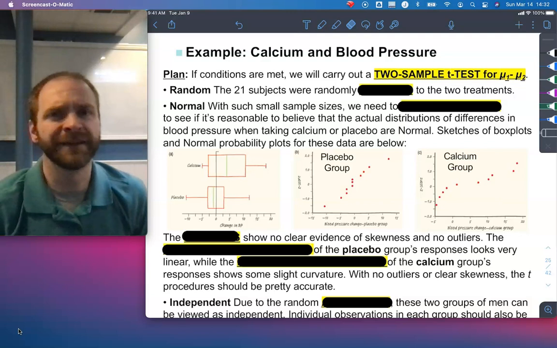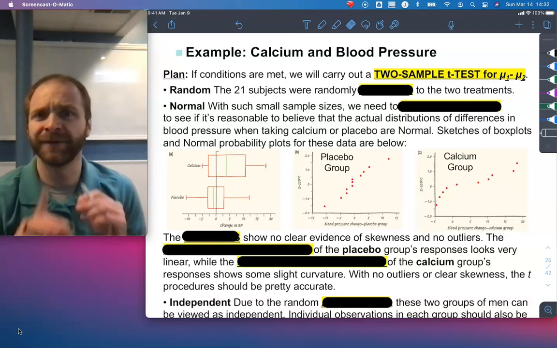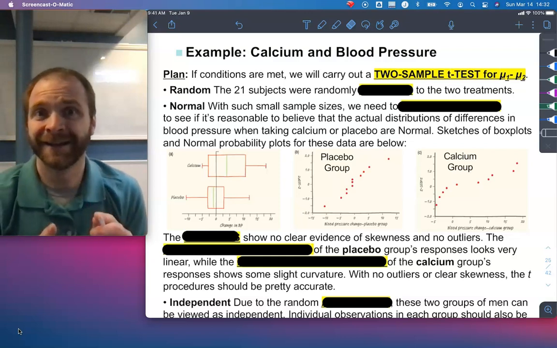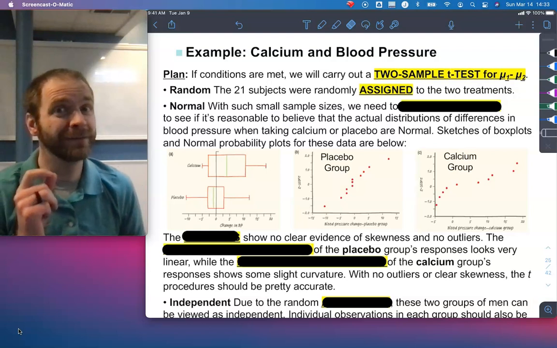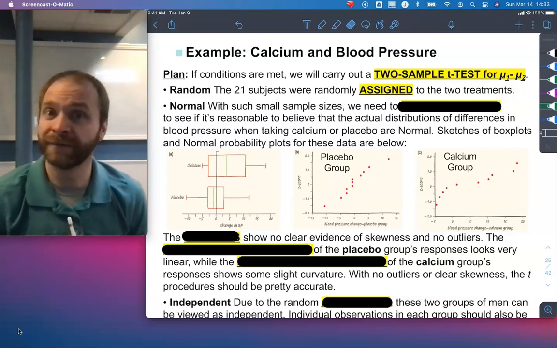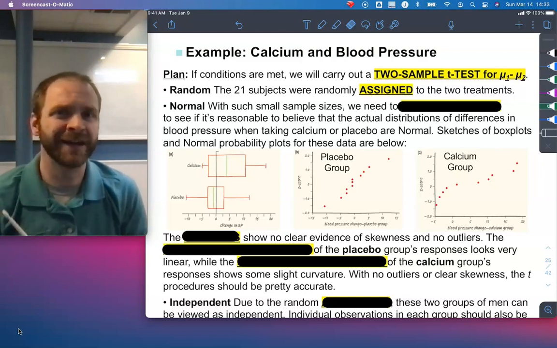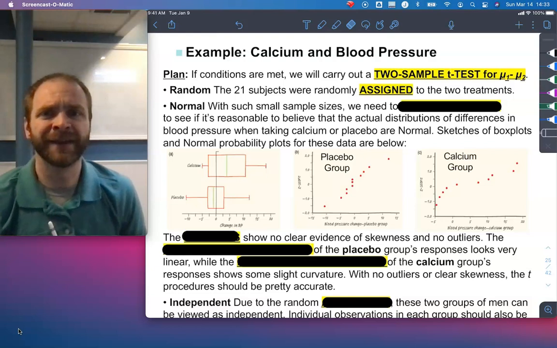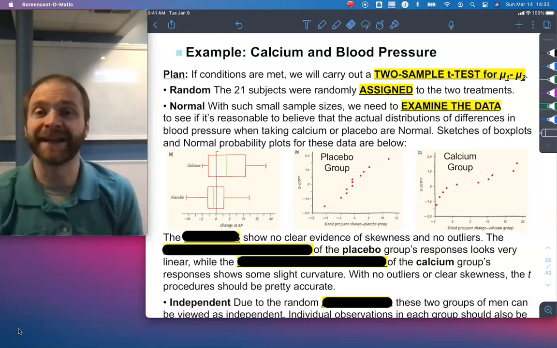Random. Well, this is nice. You can't say, oh, it said that they randomly selected. No, they did not randomly select, because this was an experiment. They randomly assigned. Words are important. And so this one says the 21 subjects were randomly assigned to the 2 treatment groups. Well, let's check our normality to see if it's okay to proceed with t procedures. Our sample sizes are small, 10 and 11, so we need to examine the data.